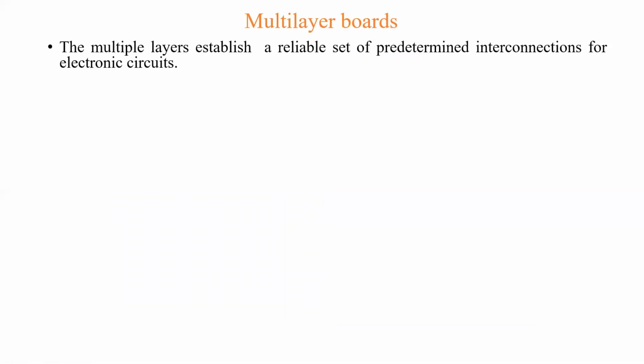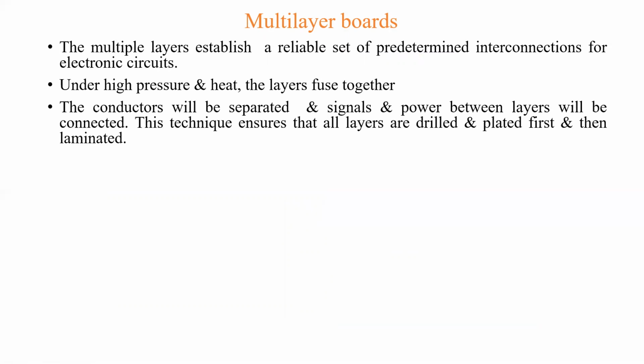The multiple layers establish a reliable set of predetermined interconnections for the electronic circuit. Under high pressure and heat, the layers fuse together. The conductors will be separated and signals and power between layers will be connected. This technique ensures that all layers are drilled and plated first and then laminated. First they are drilled, then plated, and then it is laminated.